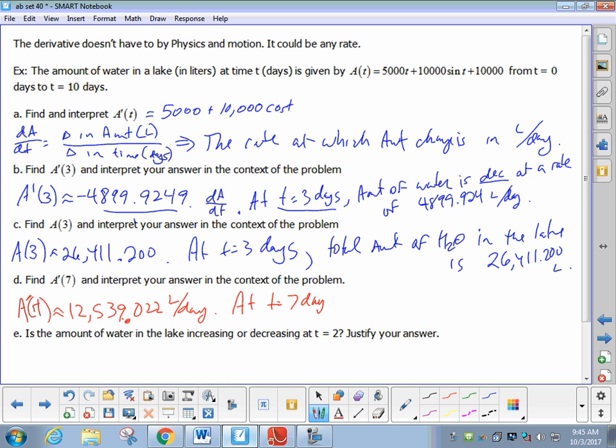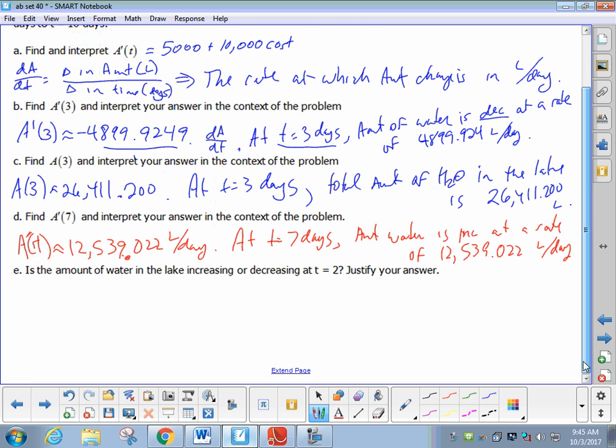At t equals 7 days. Anytime you put a number down, it should have units next to it. Such. At time equals 7 days, good. Amount of water is increasing, that's what I said, increasing at a rate of 12,539.022 liters per day, right?